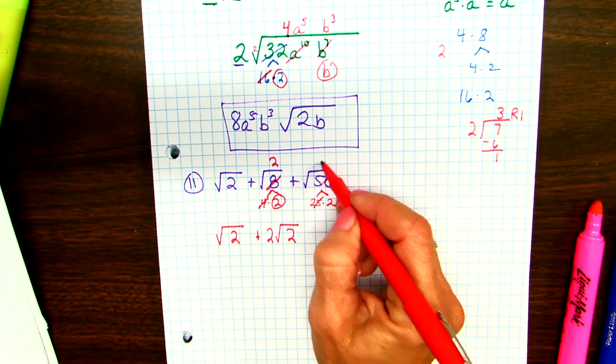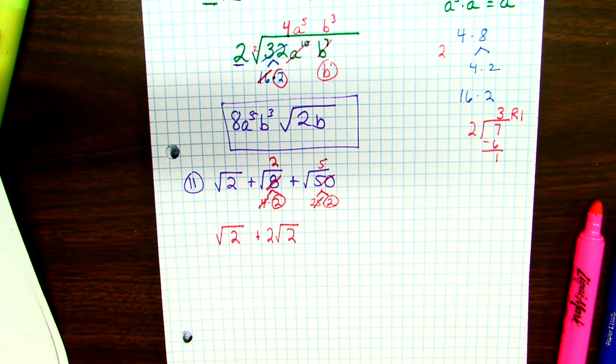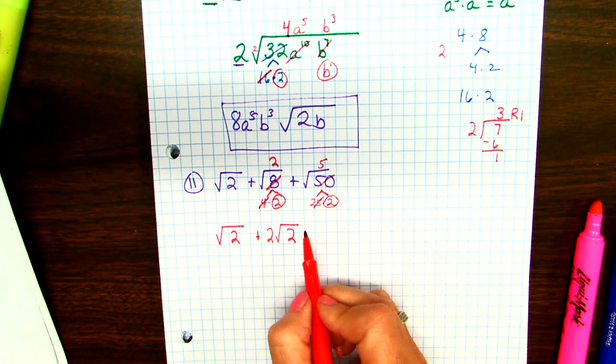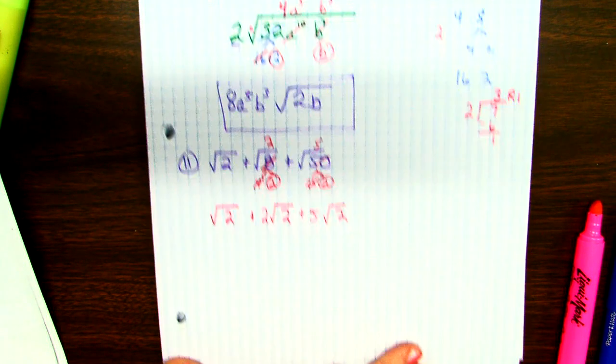Square root of 25 is 5. 2 is stuck inside. Bring the 5 down in front. Square root of 2 there. This is a great problem.